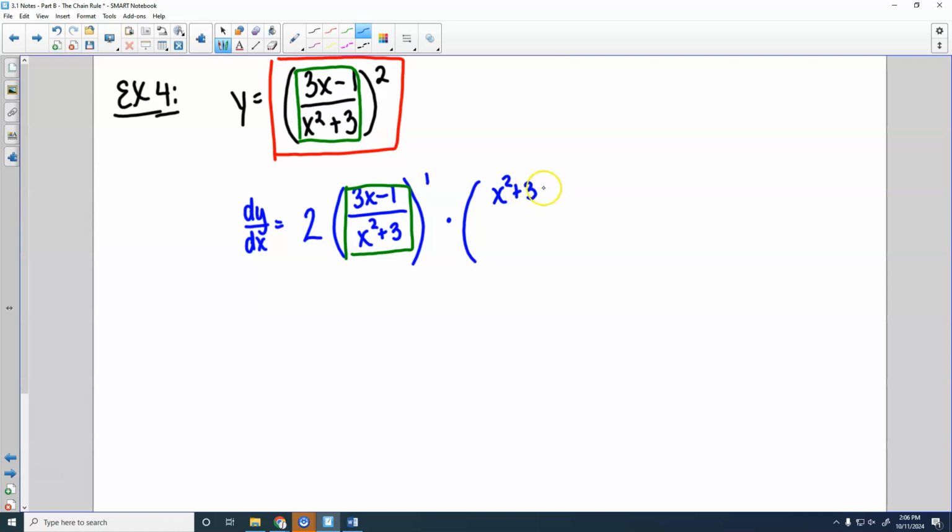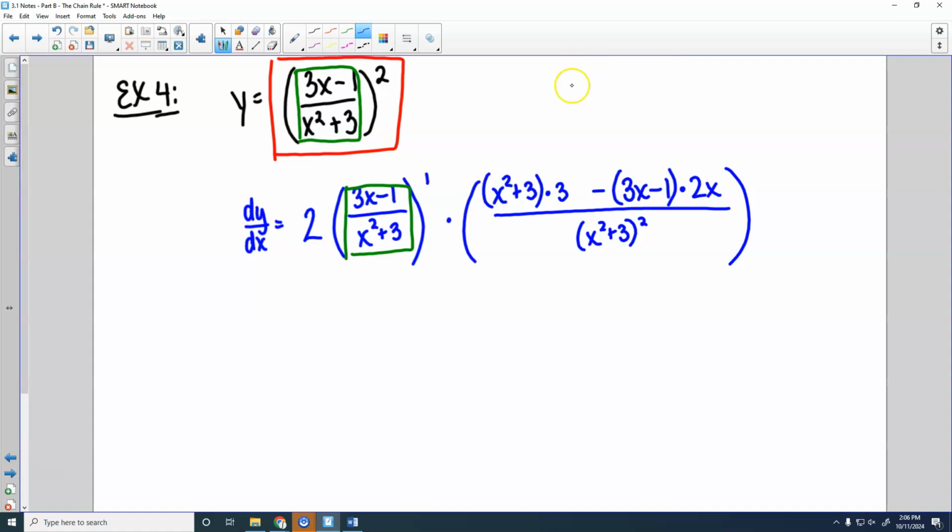Right here, it is so important. Some of you guys are doing this: x squared plus 3 times 3 minus 3x minus 1 times 2x. Some of your work looks like this. What's wrong with that? You have to have the parentheses around the x squared plus 3. You have to have the parentheses around the 3x minus 1. If you do not have that, it is incorrect.